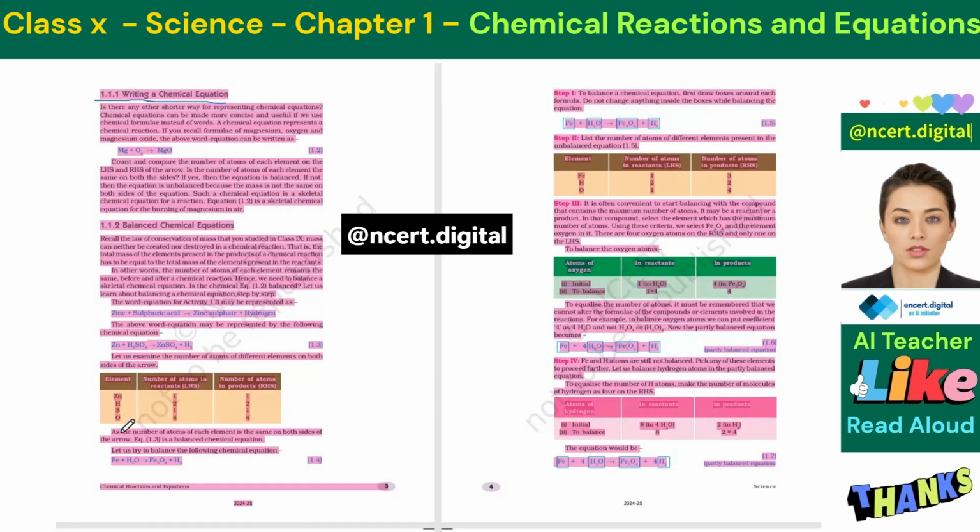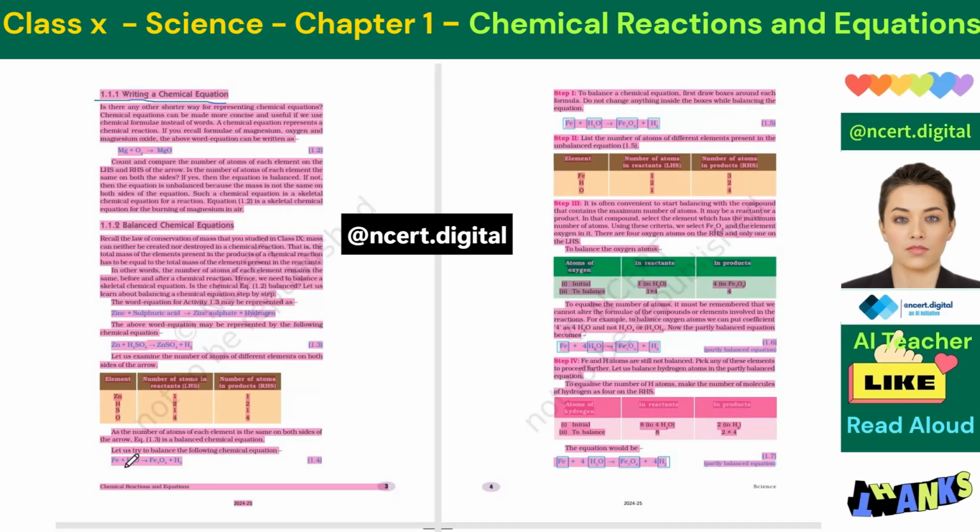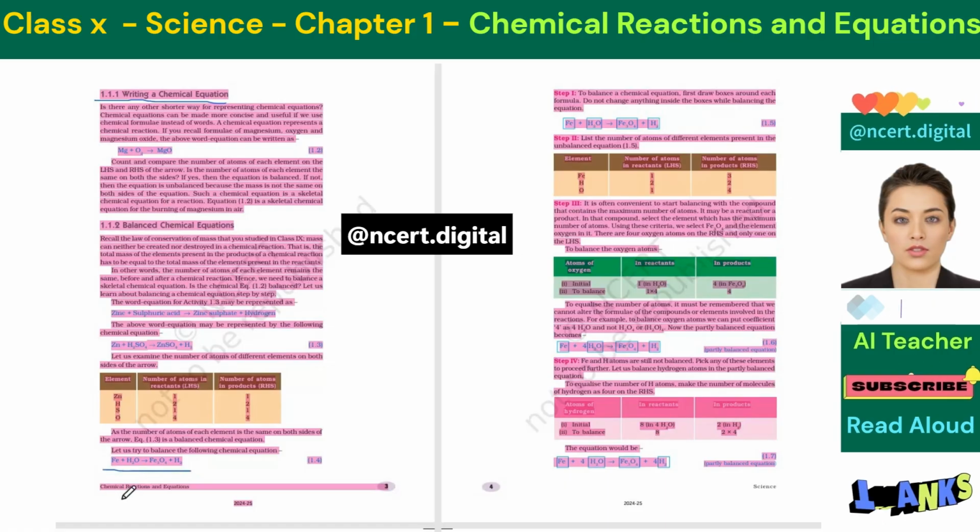Elements Zn, H, S, O. Number of atoms in reactants (LHS): 1, 2, 1, 4. Number of atoms in products (RHS): 1, 2, 1, 4. As the number of atoms of each element is the same on both sides of the arrow, equation 1.3 is a balanced chemical equation.